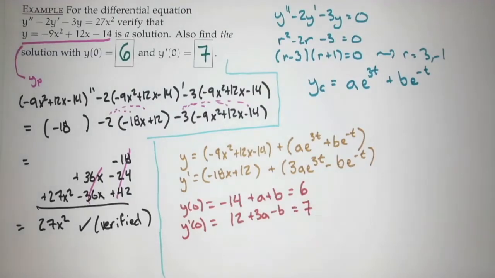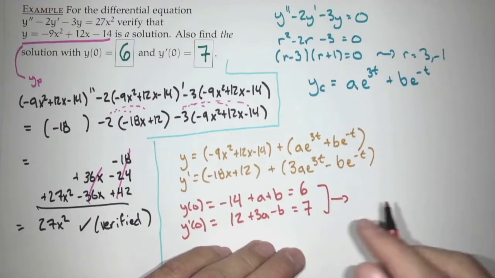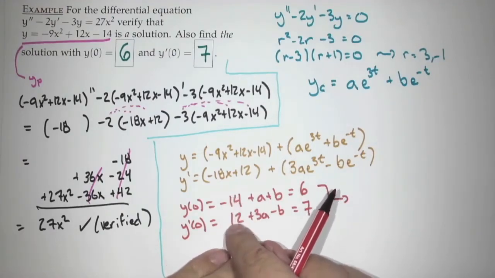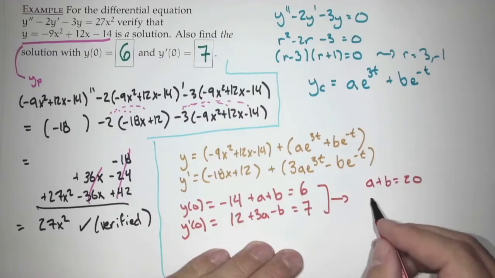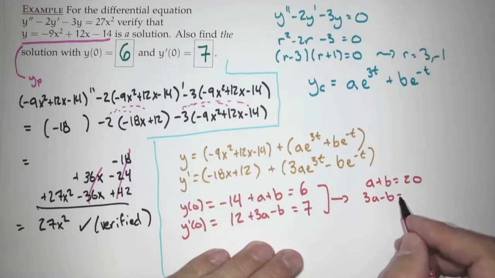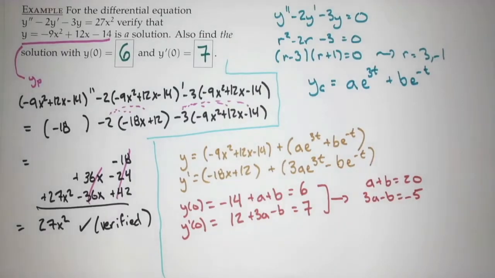All right. Okay, so great, we can do this. First off, I'm going to move these constants, negative 14 and 12, to the other side. So that becomes a plus b equals 20, and 3a minus b equals 7 minus 12, negative 5. That's not the worst set of numbers I've ever had to work with. I've seen worse.